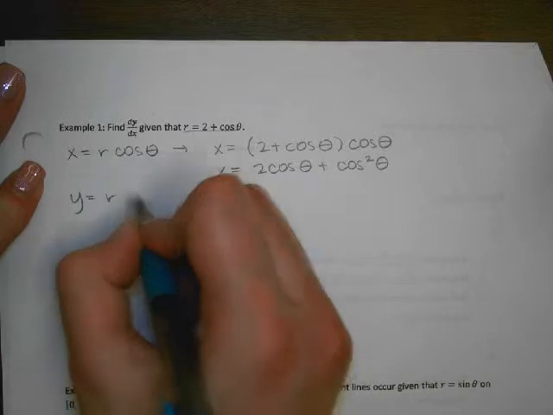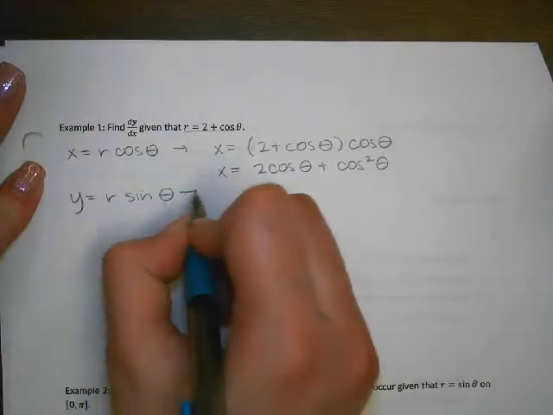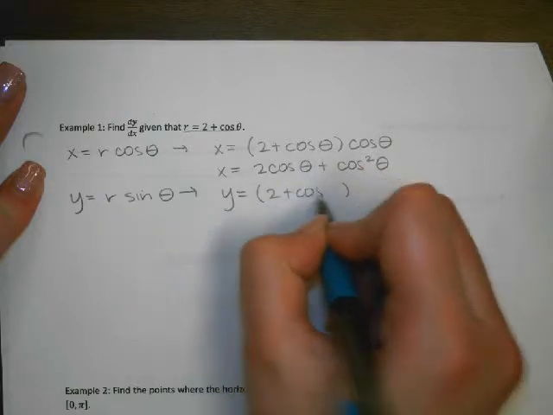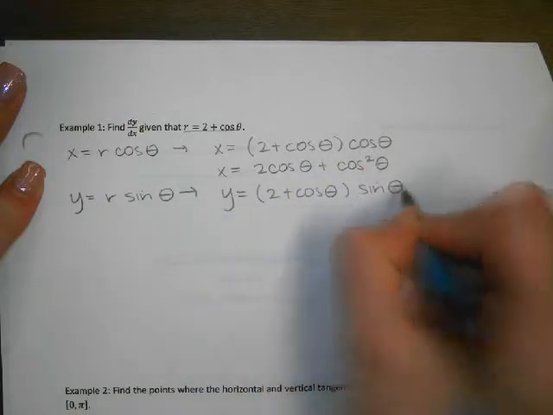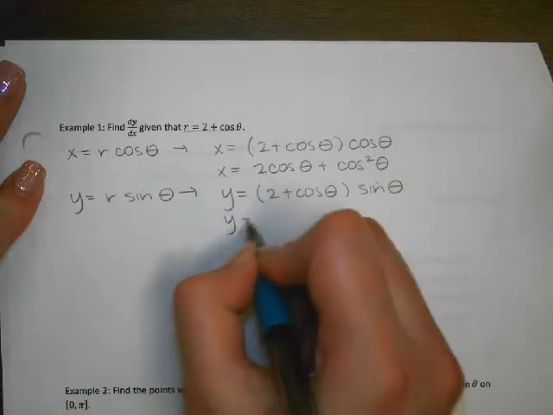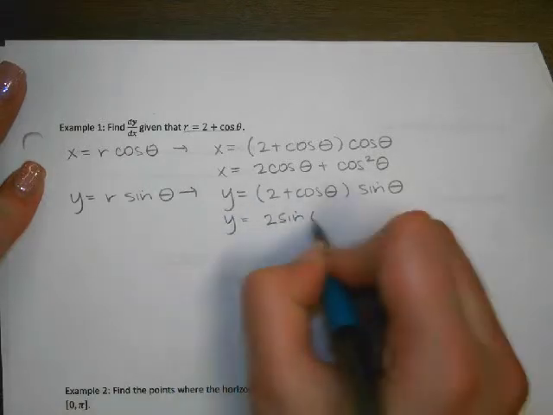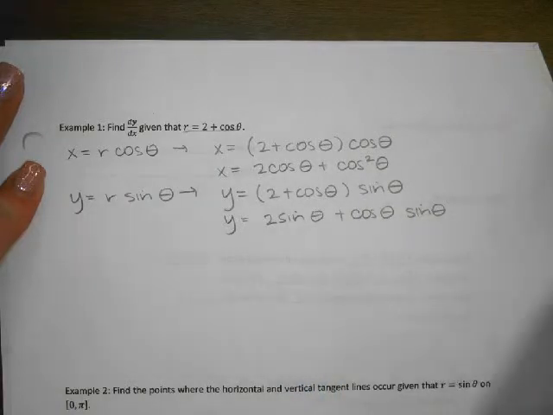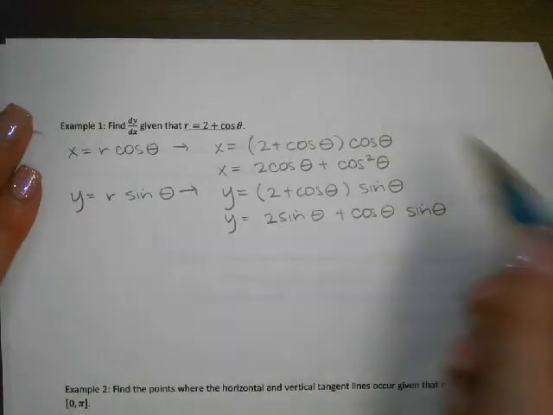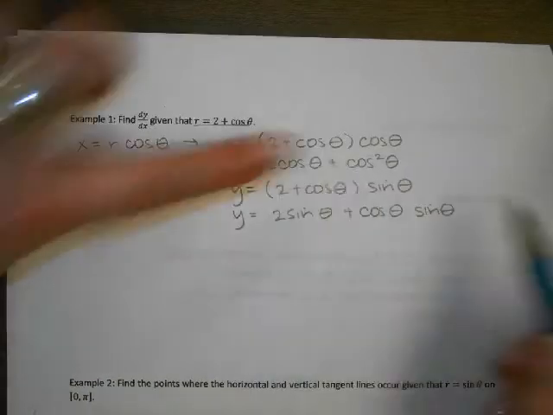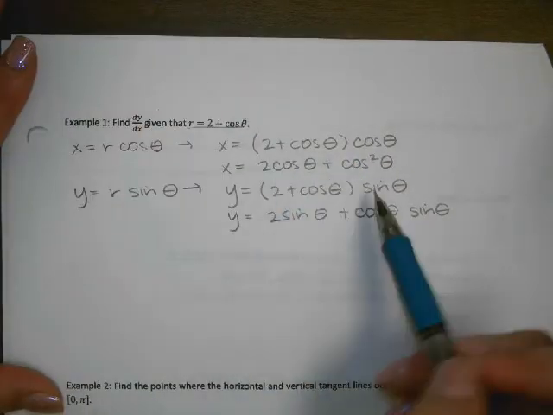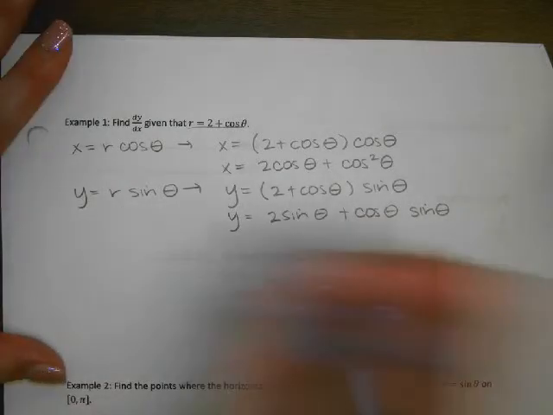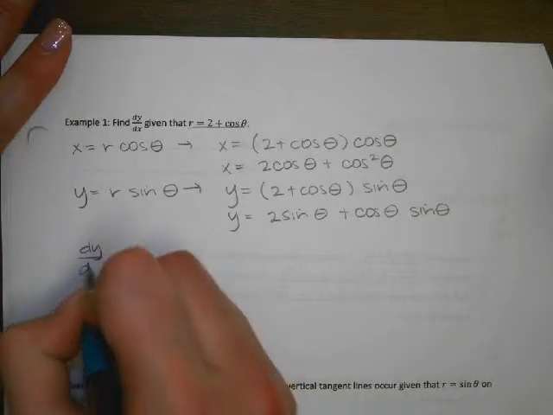y is going to be r sine theta. So y equals r times sine theta, which gives me 2 sine theta plus cos theta sine theta. Okay. So you could have not written this part out, and used just these two and gone back and used the formula, but like I said, I don't really use that formula. I just go ahead and do the derivatives by hand.